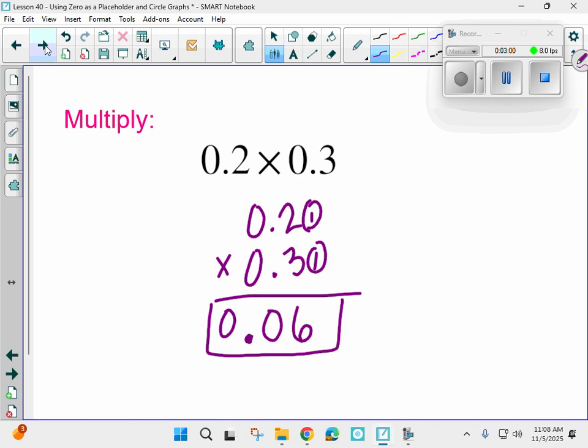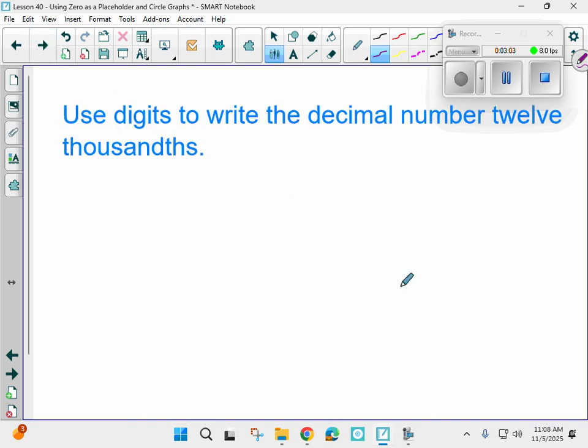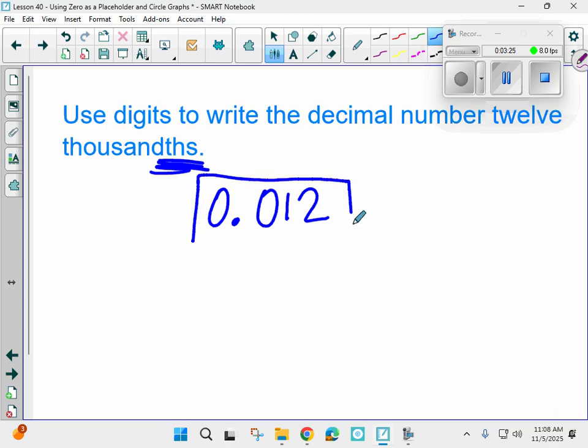All right, use digits to write the decimal number 12 thousandths. 12 thousandths with a TH. All right. Brooks, what do you think? 0 point, and then 0, 12. Good job.